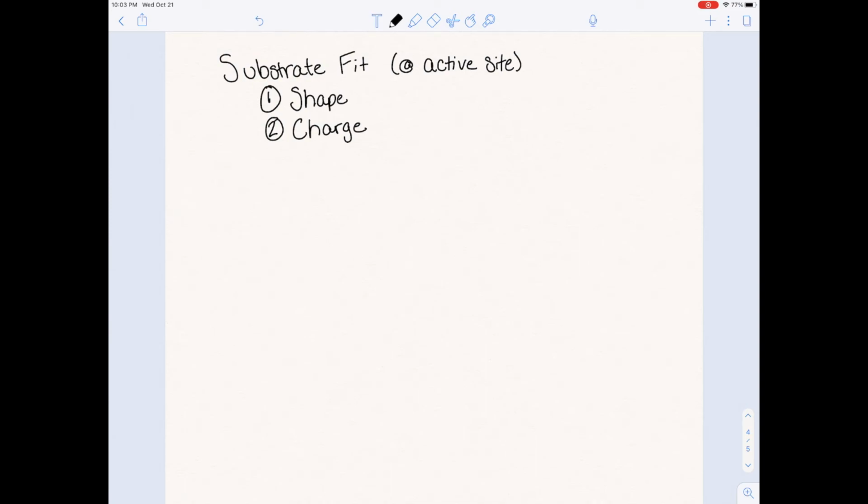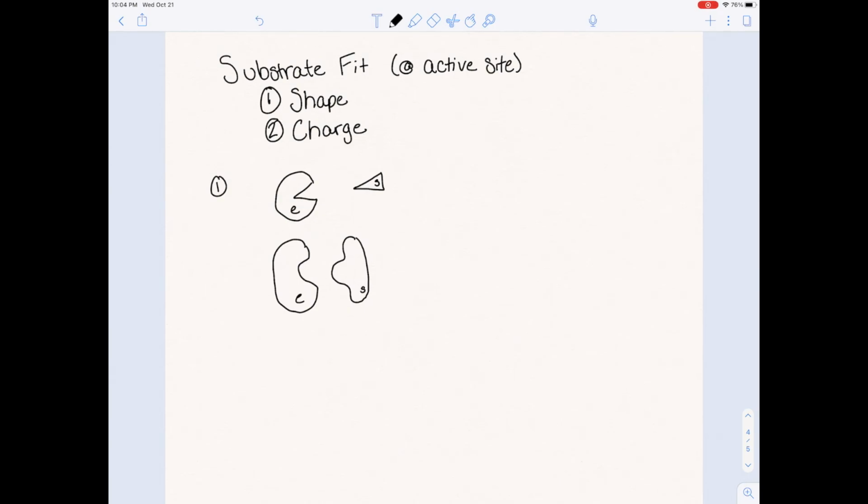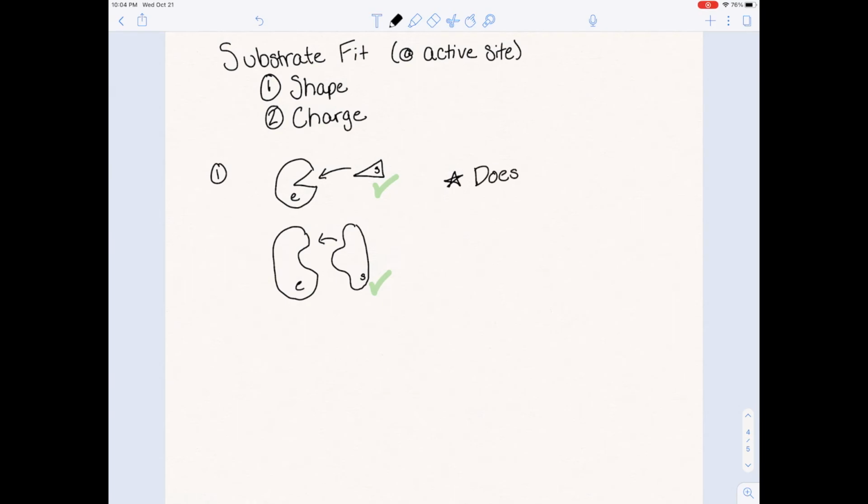So let's start with shape. You all will not have to draw this because we've already drawn something like this several times. But basically what I'm doing here is putting in two enzymes with substrates that look as though they will fit like a puzzle piece into the enzyme. And that's exactly what happens. I labeled my enzyme with E and my substrates with S. One thing that's really important for us to note, it does not have to be an exact fit for the enzyme to function.